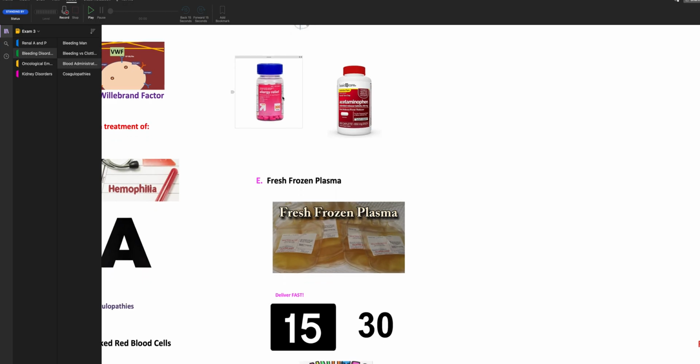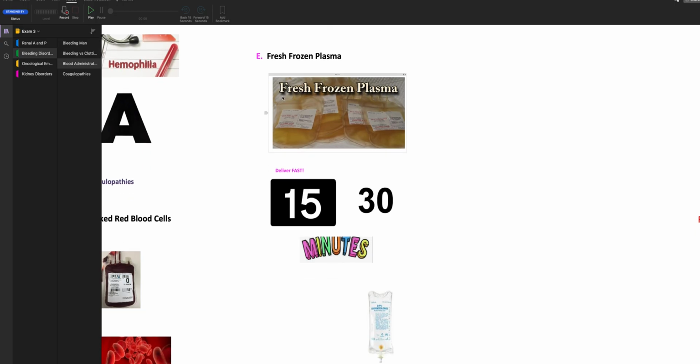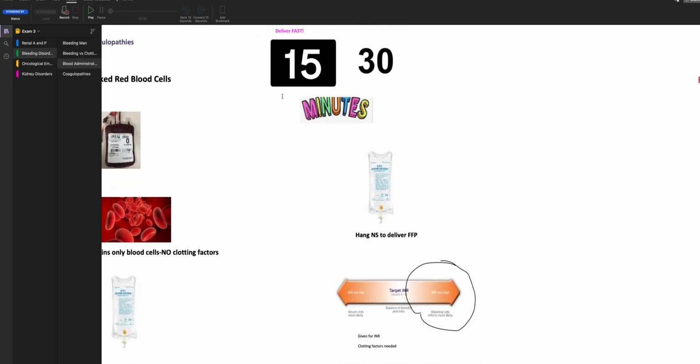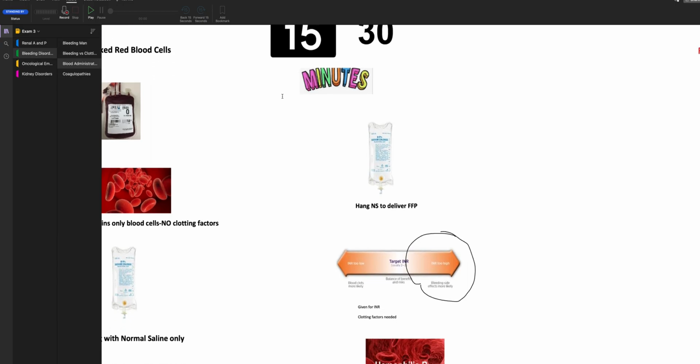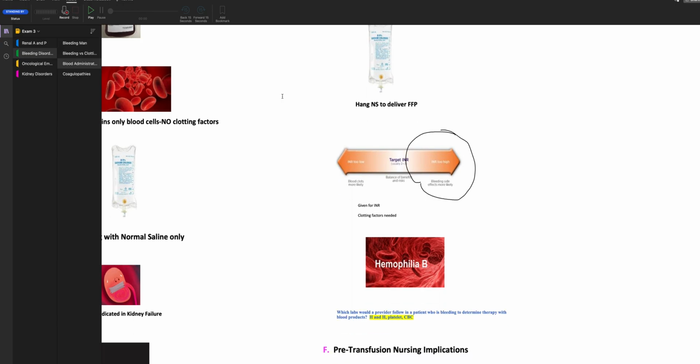Fresh frozen plasma, another one that's delivered quickly. It has all the clotting factors. Hang normal saline to deliver FFP. And it's given for high INRs when clotting factors are needed. Or you can also give it for hemophilia B.